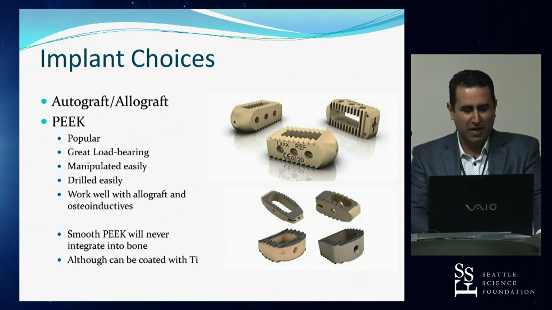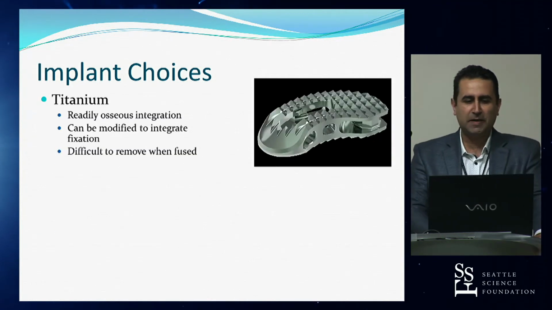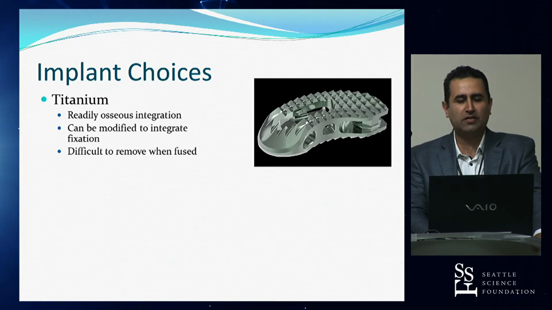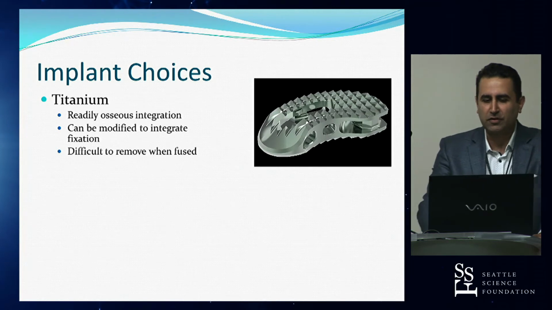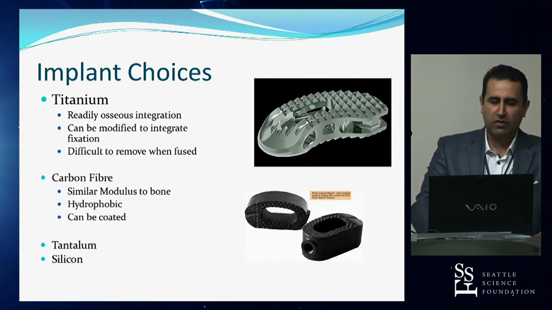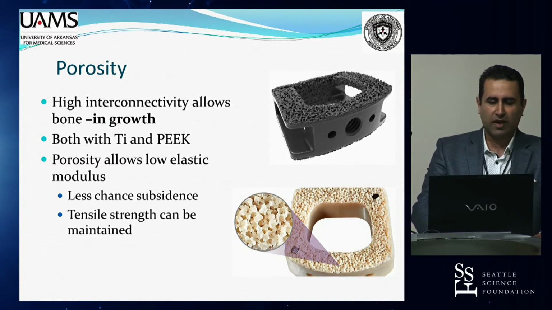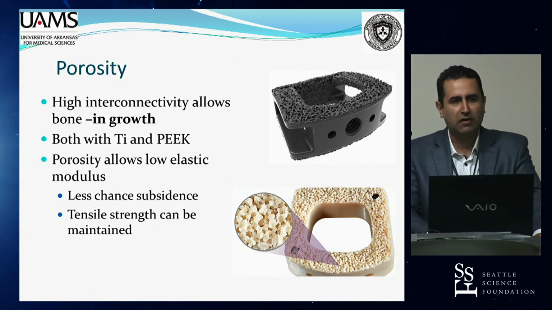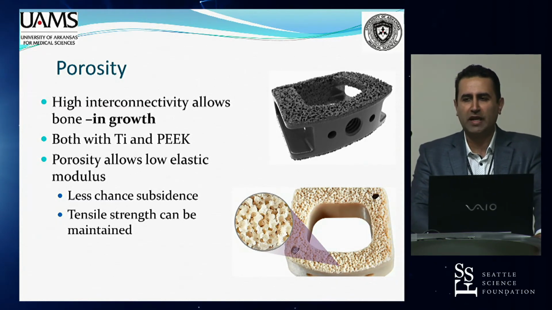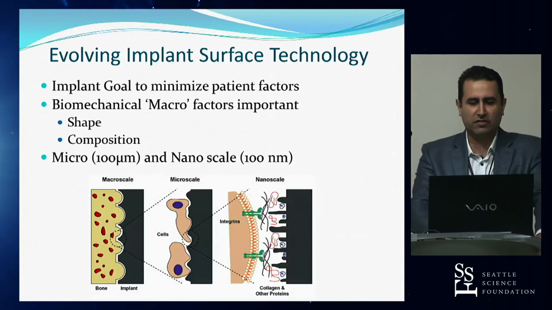A certain member of my faculty drilled it into my brain. Beware of PEEK. Titanium readily osseointegrates. It can be modified to integrate with the fixation system that you have. It's difficult to remove when it's fused, but it will, particularly when it's porous, readily integrate into bone. And there are other things as well. We talked about hydroxyapatite. You can increase the porosity of these implants to allow further ingrowth of the bone. The point is osseointegration of that interbody implant into the bone, less chance of subsidence.